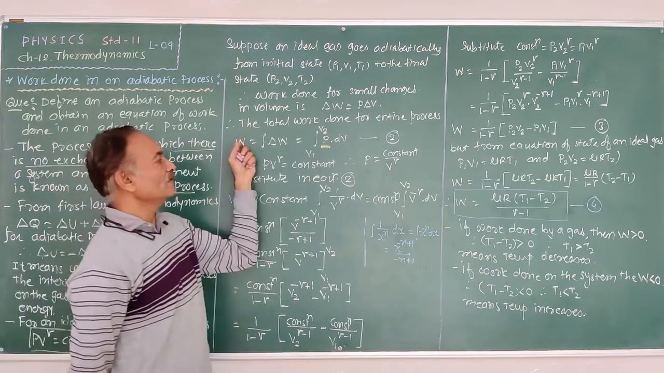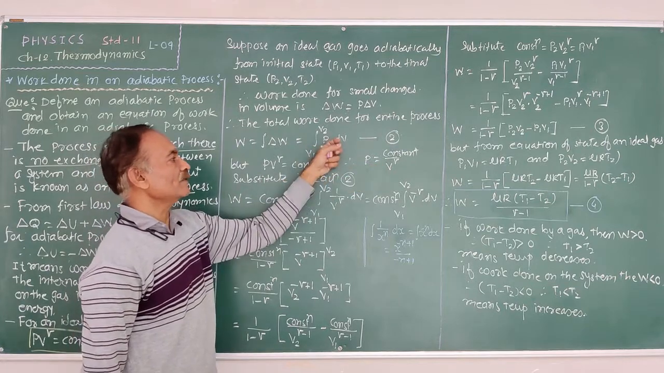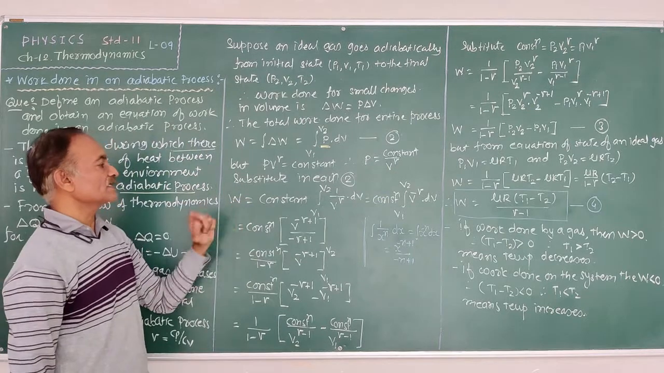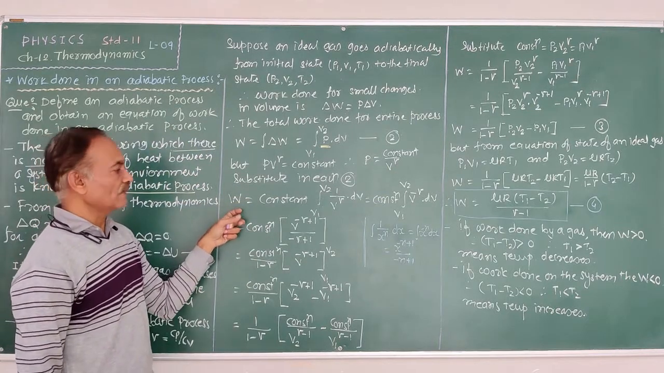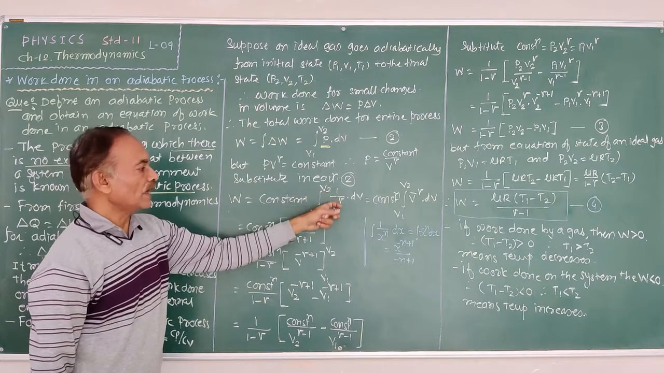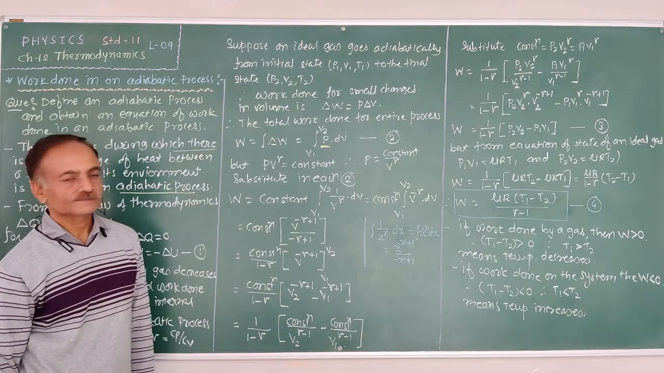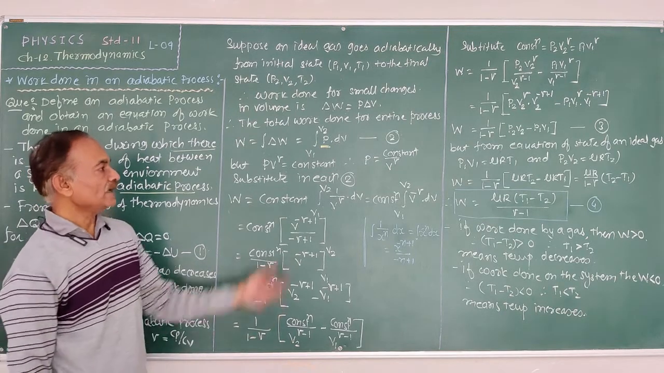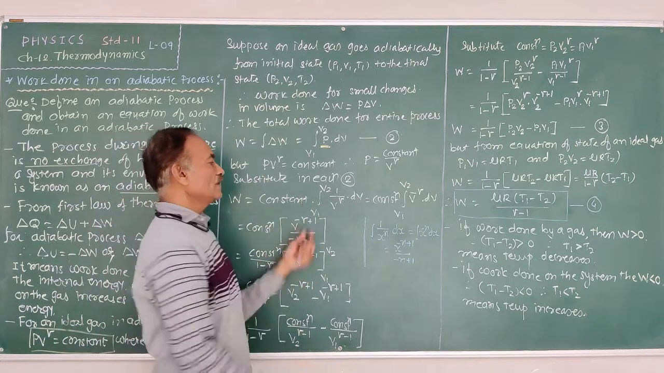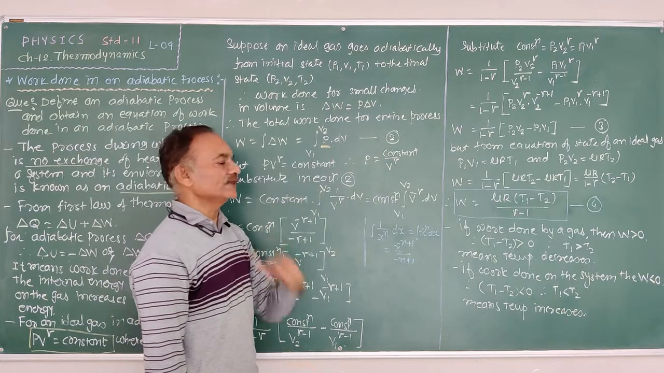Therefore, W is equal to integration from V1 to V2 of constant upon V to the power gamma into dV. The constant is taken out of the integration. Therefore, W is equal to constant, integration from V1 to V2 of 1 upon V to the power gamma into dV. Again, the constant is taken out of this integration.